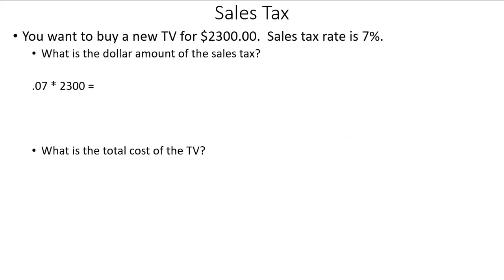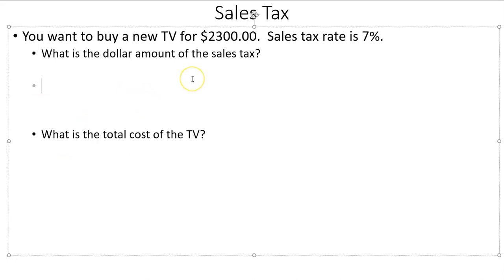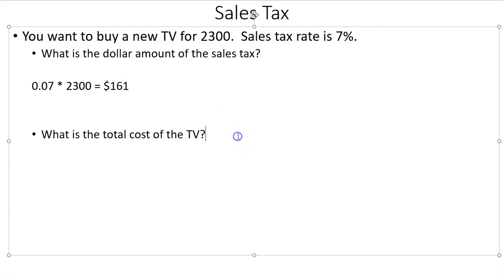The second one, you want to buy a new TV for $2,300 and the sales tax rate is 7%. What is the dollar amount of the sales tax? We start by taking that 7%, dividing it by 100 to make it a decimal. 7% divided by 100 is 0.07. Times the dollar amount of the item, $2,300, and we get 0.07 times $2,300 is $161. So then for the total price, we would say $2,300 plus 161 is $2,461.